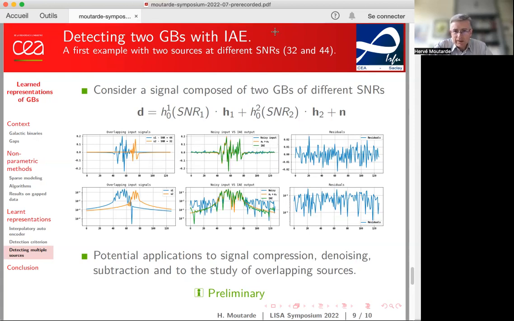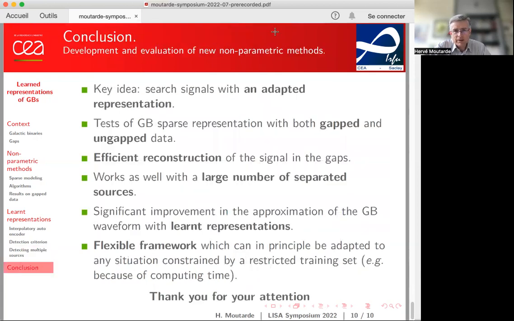So we managed to extract the signal, and it opens a lot of potential applications to signal compression, denoising, subtraction, and study of overlapping sources. To conclude, we have developed a new nonparametric method relying on the key idea that we search for signals with adapted representation. We tested it with both gapped and ungapped data and obtained an efficient reconstruction. It works as well with a large number of separated sources, and the learned representation brings a significant improvement. This framework is flexible and can in principle be adapted to any situation with a restricted parameter training set, for instance, because of computing time.